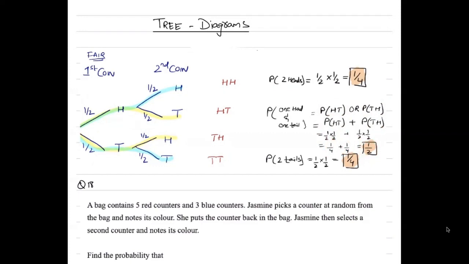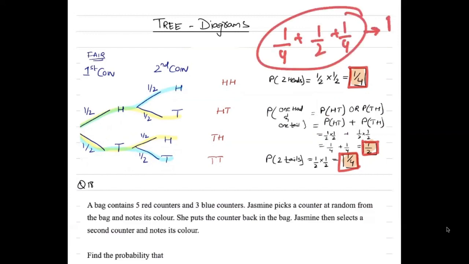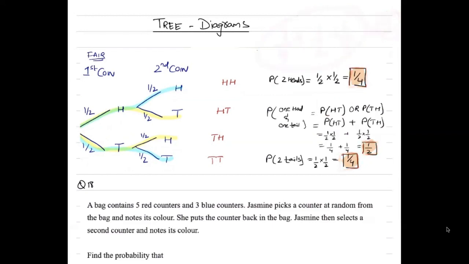Okay, then if you are asked to find the probability of getting both tails, that's going to be 1 upon 2 times 1 upon 2, that's 1 upon 4. So if you add all the probabilities, they must add up to 1, right? So 1 upon 4 plus 1 upon 2 plus 1 upon 4, that adds up to 1. Is the tree diagram clear?